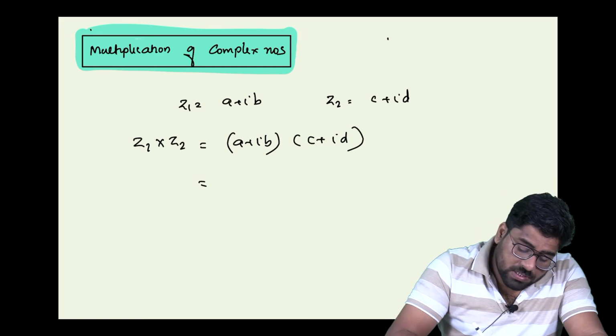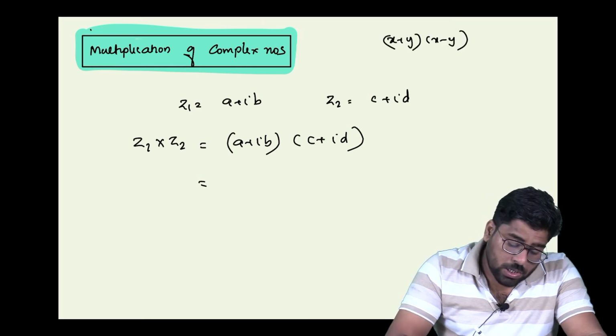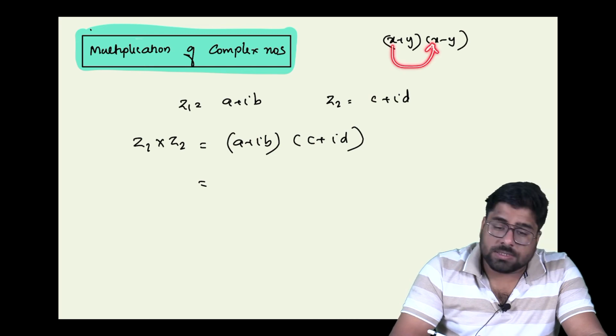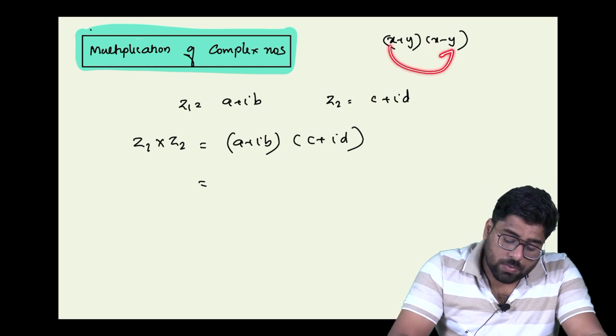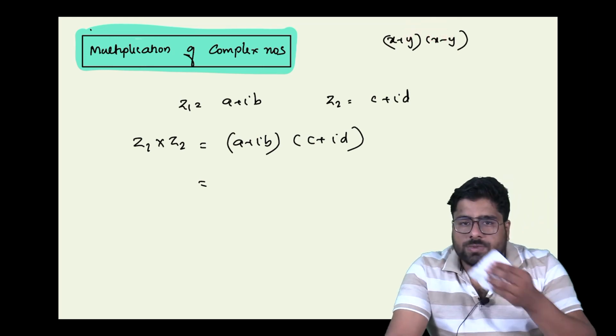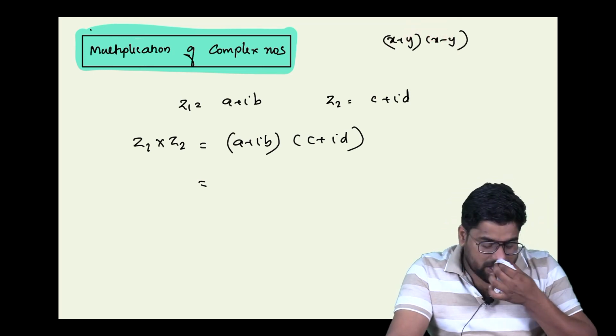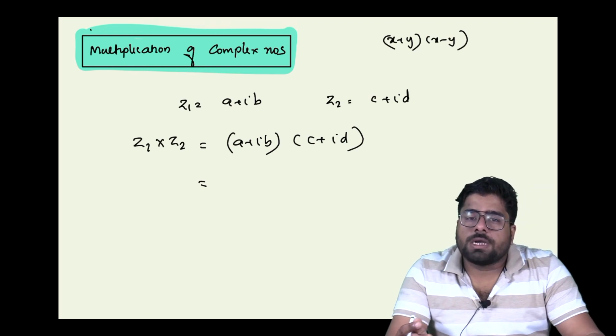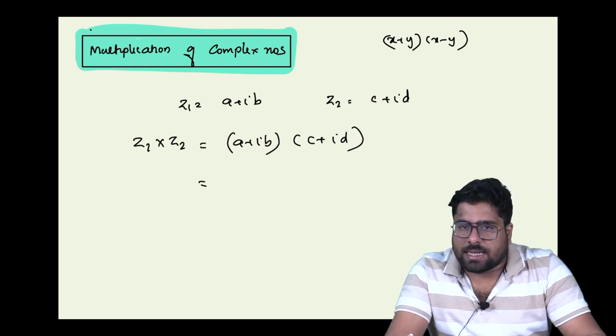Now, when I am having something like x plus y into x minus y, how do you find out the answer? You will multiply this x with this x, so you will get x square, x into minus y, then you will write y into x, then you will write y into minus y. That is how you generally go ahead, right? So even multiplication of complex numbers is exactly the same method.